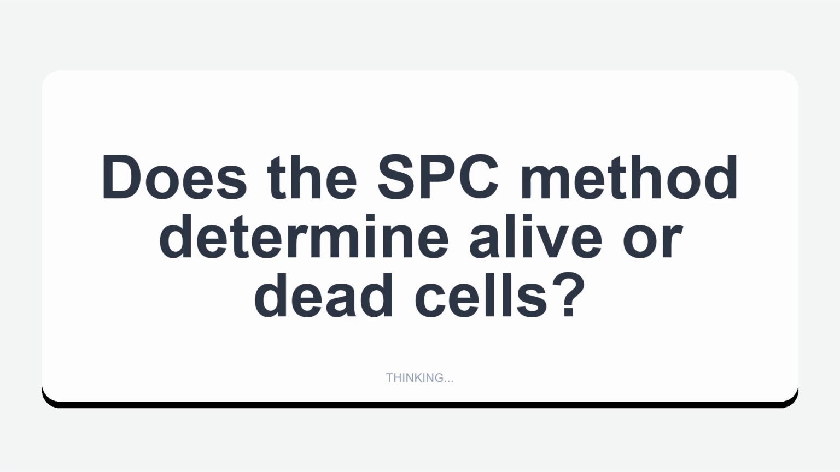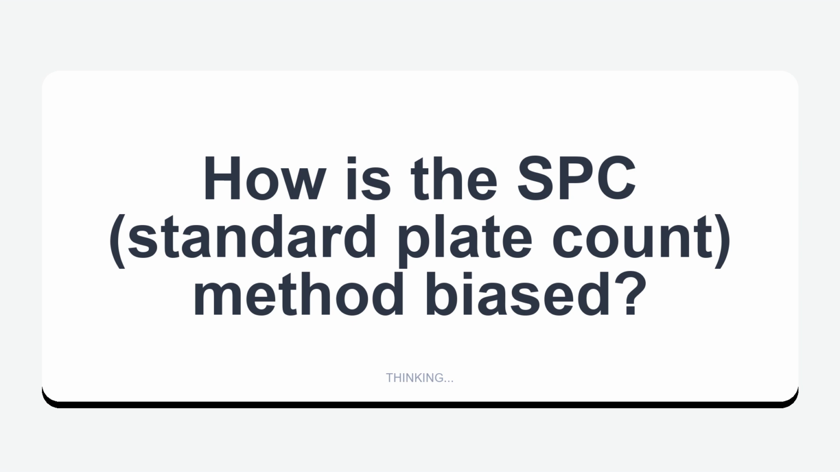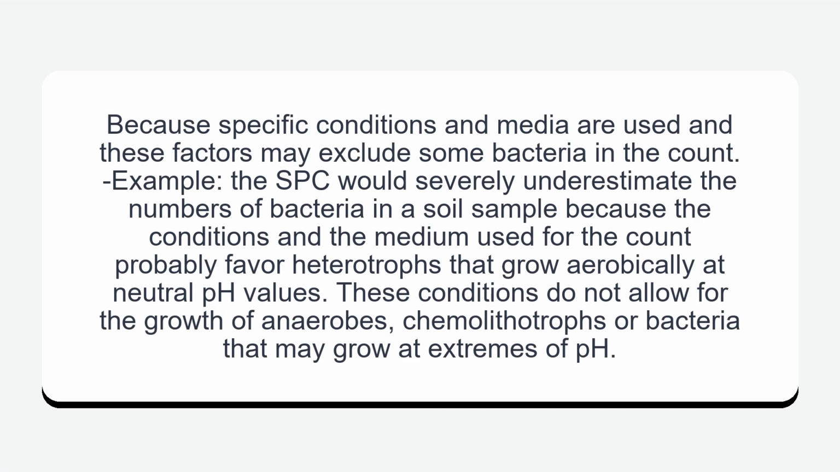Does the SPC method determine alive or dead cells? Alive or viable. How is the SPC, standard plate count, method biased? Because specific conditions and media are used and these factors may exclude some bacteria in the count.